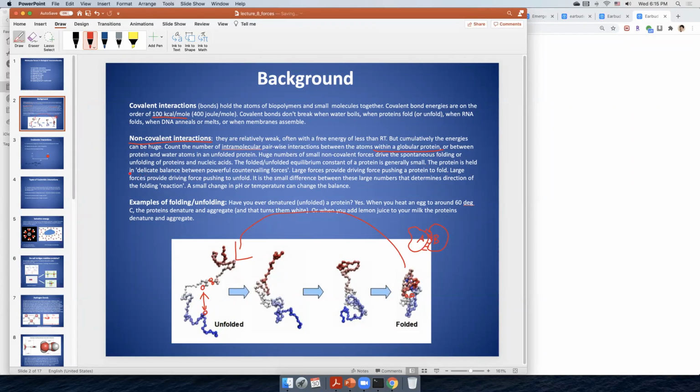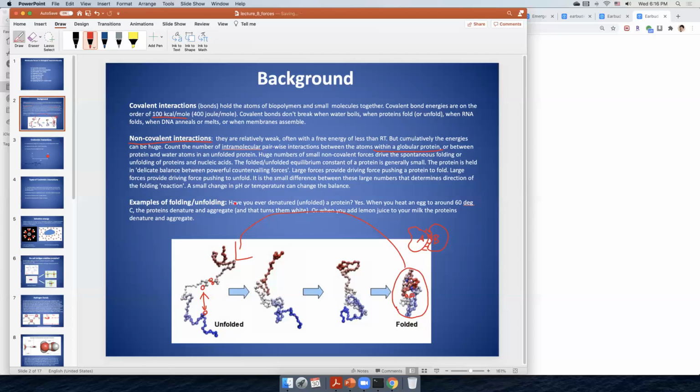The protein is held by powerful forces, and a large force pushes the protein to fold. So this is a folding problem. Due to a lot of forces like electrostatic forces and van der Waals forces, the protein can fold automatically from a peptide into this format. So the origin of protein folding is mostly from the non-covalent forces.